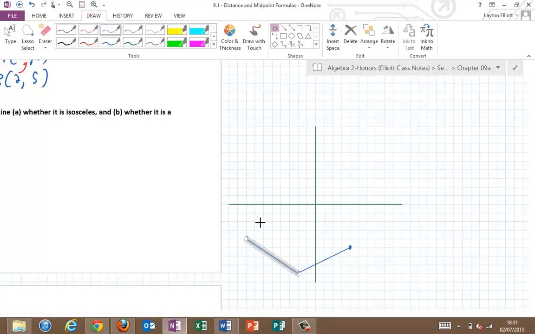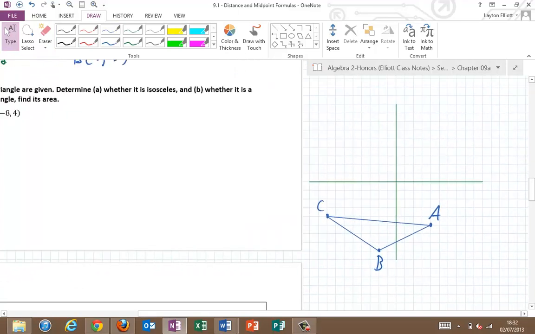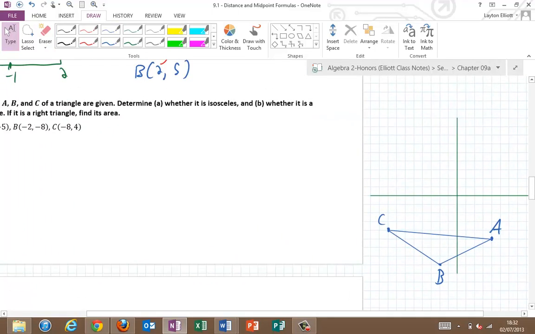You're probably fast forwarding to the point where I actually have this triangle drawn. Okay, got it. 4, negative 5 was point A. This is point B at negative 2, negative 8, right here. And this is point C. Well, if I'm actually going to find a distance, let's go back here. I want to find all three distances.